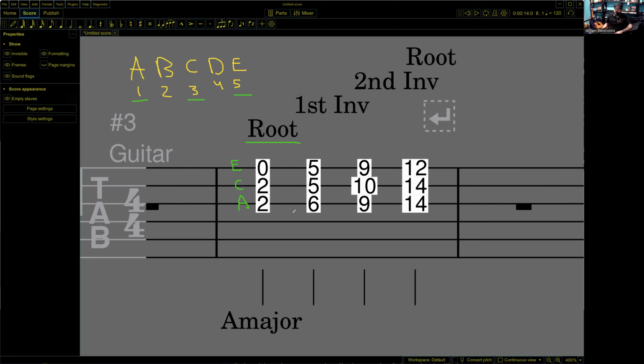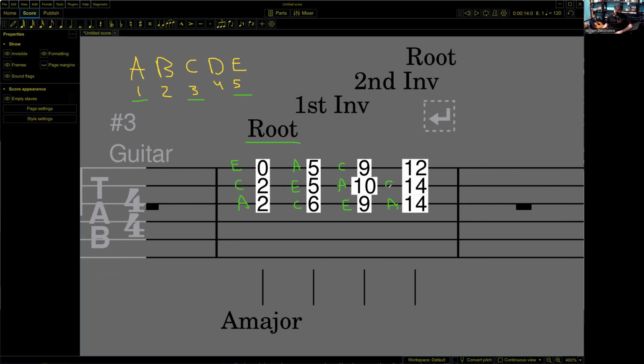Okay, but then the next inversion we're going to do is, instead of having it 1, 3, 5, we're just going to take the 1 and put it on top. So this A is actually going to go up here. That A becomes up there, and then the bottom ones just become the bottom ones. So you've got C, E, A. And then the next one's going to be E, A, C. And then back to root position is going to be A, C, E.